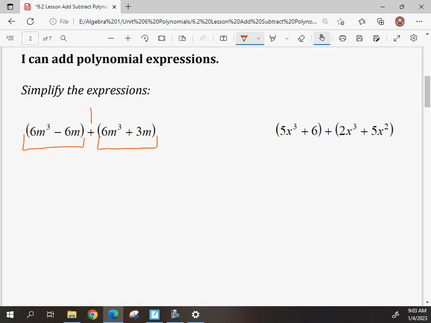And you can see that we are adding them here because there's a plus in between. And so when we have two polynomials, here they're in parentheses, and we're adding them, we can kind of just rewrite this without the parentheses. The parentheses are not unimportant, but we're going to just take the parentheses out while we're adding because it will not affect what we're doing.